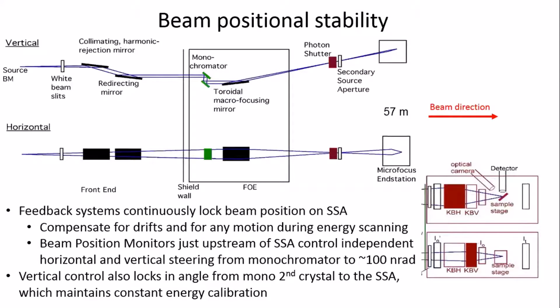The vertical beam position control also has the added benefit of locking in the angle from the monochromator second crystal to the SSA. That defines energy. So this arrangement maintains a constant energy calibration. So there's no change in energy calibration or a shift of energy calibration with drift or thermal changes or during repeated scanning or over time. That's very important for this energy range where you can't continuously measure a reference edge in transmission.